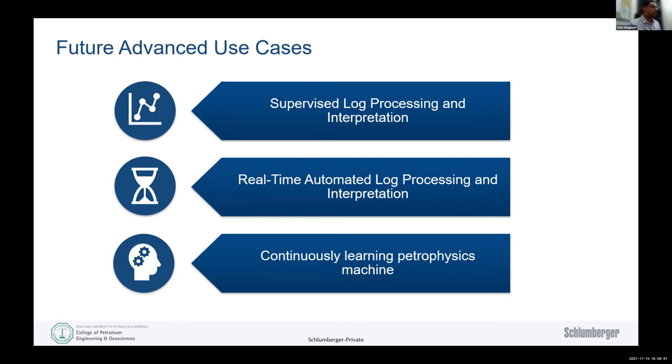For example, we can use it for supervised log processing and interpretation. We can also use CBML for real-time automated log processing and interpretation. Let's say we have offset wells that we can obtain the processing data for. We can use this processed data for training, and we can apply the training results on the depth data in real time. We also can use CBML as a continuously learning machine to optimize log interpretation and processing for all domain experts in the future. So with that, I conclude my presentation.